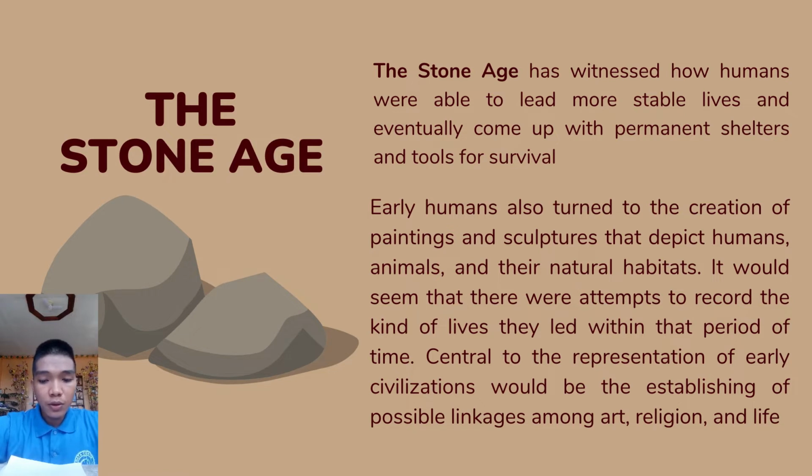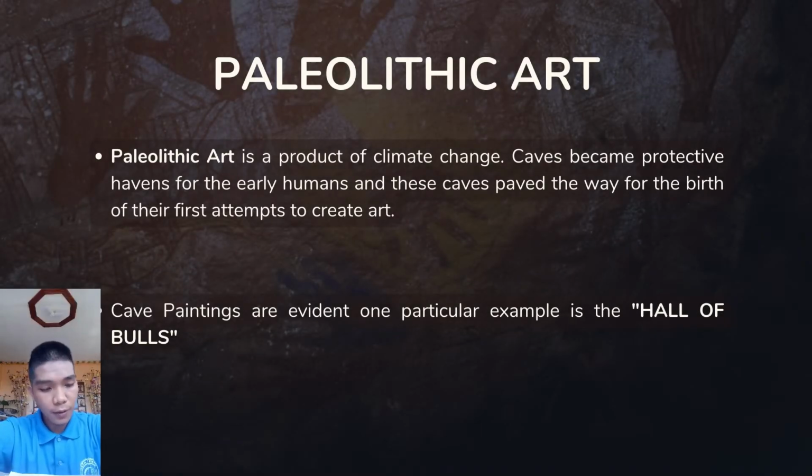Early humans also turned to the creation of paintings and sculptures that depict humans and their natural habitats. It would seem that there were attempts to record the kind of lives they led within that period of time. Central to the representation of early civilization would be the establishing of possible linkage among art, religion, and life. It is important to know about this because we can share our knowledge with the people who don't know about this topic.